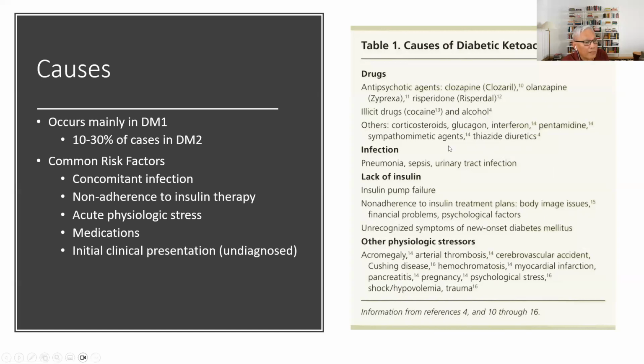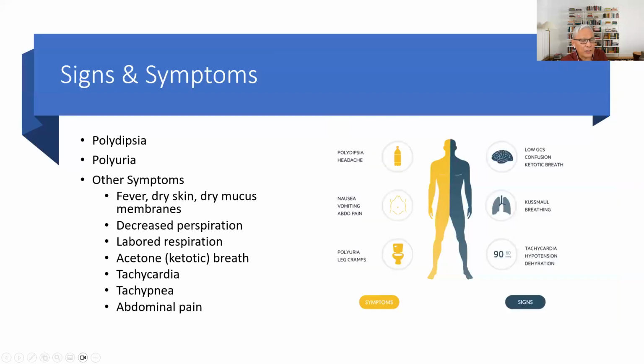Okay, as one of the complications of the use of thiazide diuretics is hyperglycemia. All right, so these are the most common causes or precipitating factors for the development of diabetic ketoacidosis. So what are the signs and symptoms of diabetic ketoacidosis?